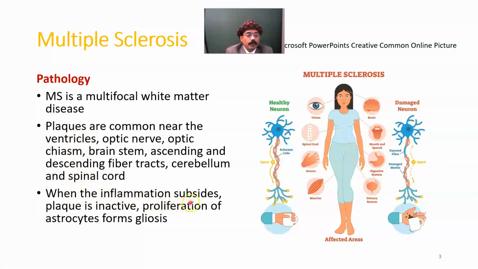When the inflammation subsides and the plaque is inactive, there will be proliferation of astrocytes. We call it gliosis, that is the proliferation of neuroglial cells like the astrocytes. Okay, so this is the healthy neuron, nothing wrong there. In a patient with multiple sclerosis, the optic nerve will be affected. That may lead to visual disturbances, and it may lead to blindness. And it goes to the spinal cord. The spinal cord is also affected.